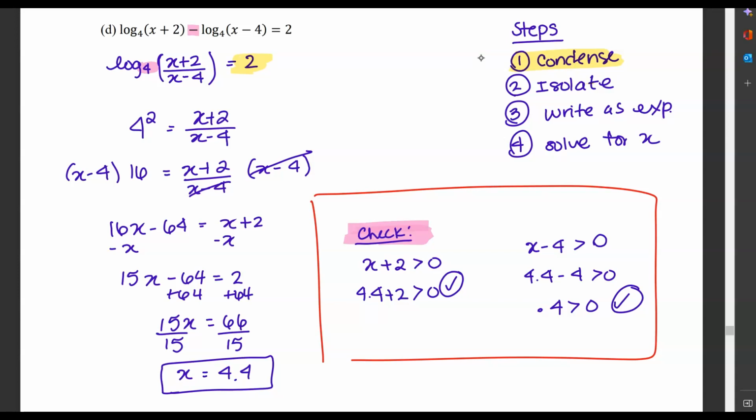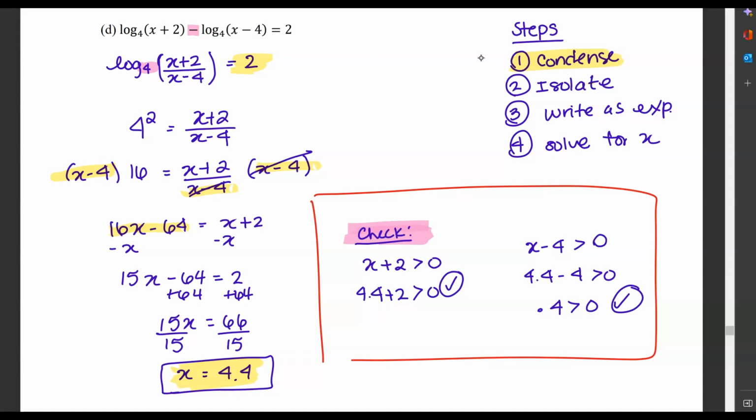Let's go ahead and simplify both sides, multiply both sides by that x minus 4. X minus 4 on the right-hand side cancels out, and so now we're going to distribute that 16. We end up with 16x minus 64. Go ahead and isolate your x, right? And go ahead and solve for x. And when we solve for x, we see that x is equal to 4.4, sorry.